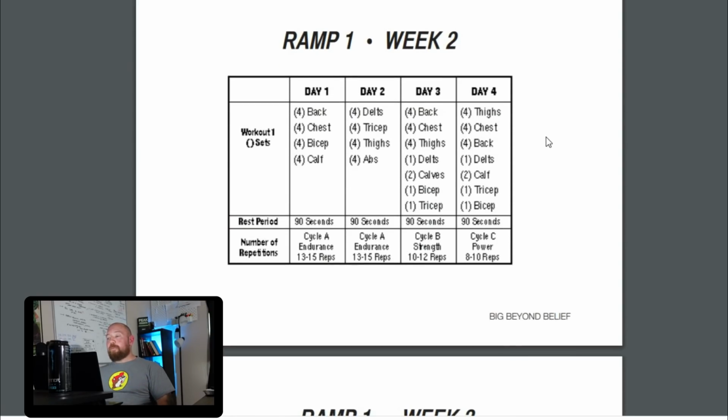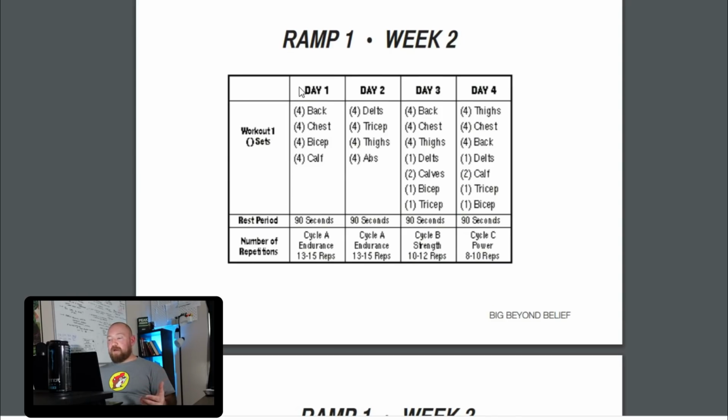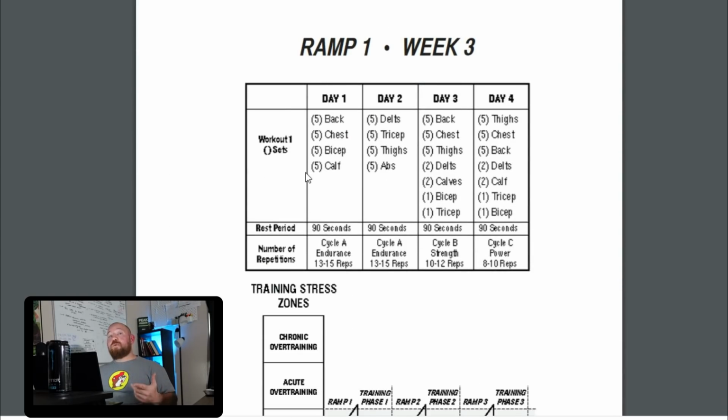Well, as you get into ramp 1, week 2, you go to 4 exercises up from 3. Does that look familiar? And the next one, you go up to 5 exercises. Same rep ranges, I'm assuming similar loads, and the rest periods drop to 90 seconds. This actually gets more exaggerated in future cycles, starting at 3 minutes, getting down to 1 minute.